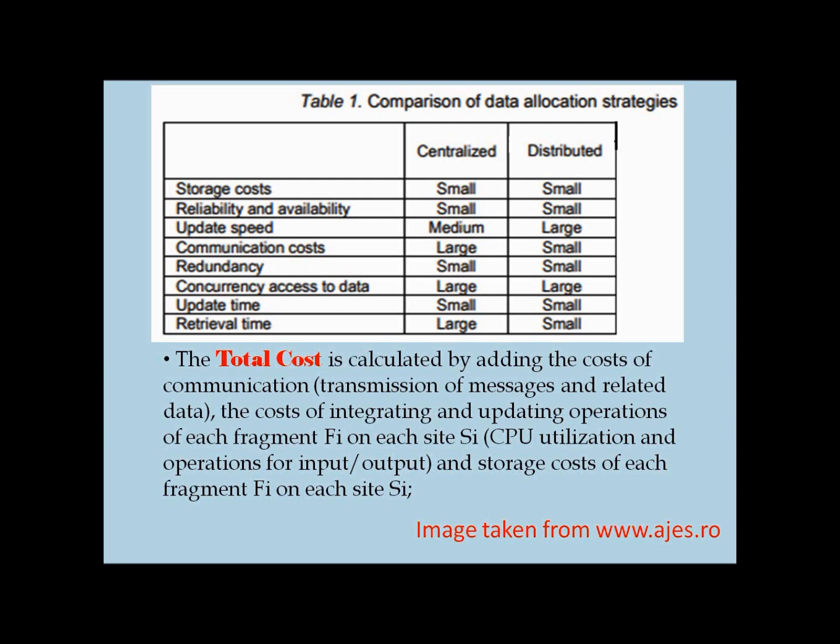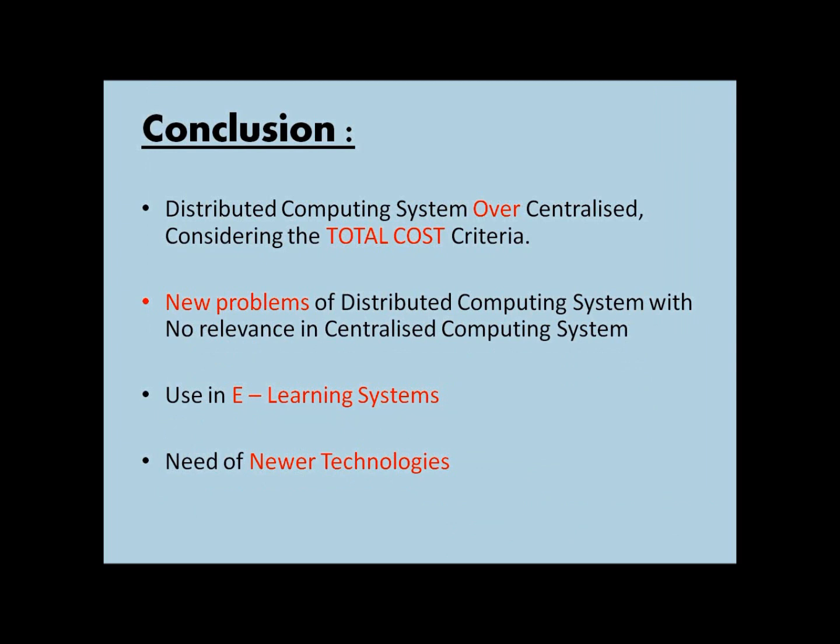The factor of total cost is calculated by adding the cost of communication, that is transmission of messages and related data, the cost of integrating and updating operations of each fragment Fi on each site Si, that is the CPU utilization and operations for input output, and the storage cost of each fragment Fi on each site Si.